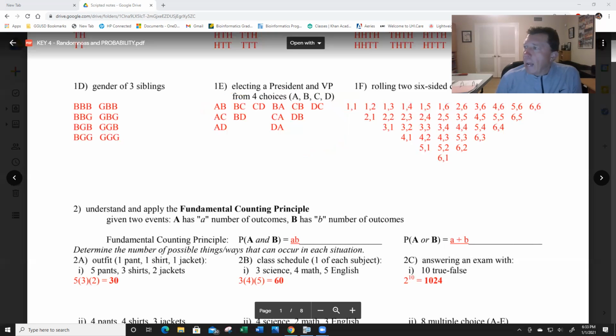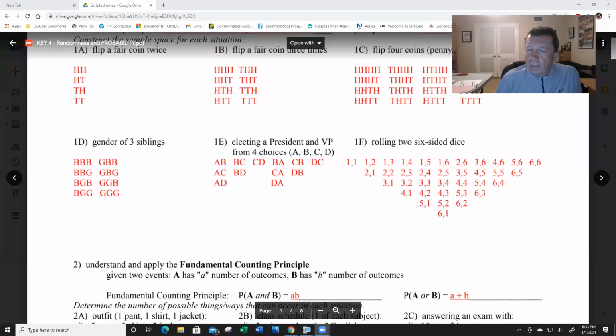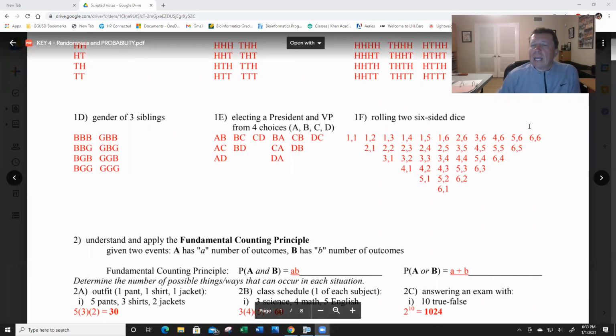This is the game Craps, which we may play in class together, which is kind of fun. Rolling 2 6-sided dice, the most common roll is a 7. This is going to take a while to write down. The most common roll is a 7.